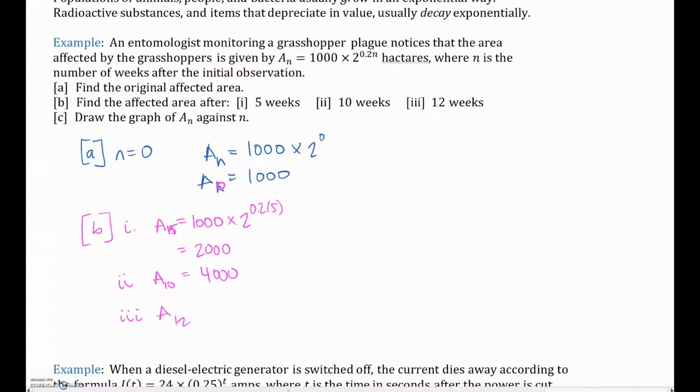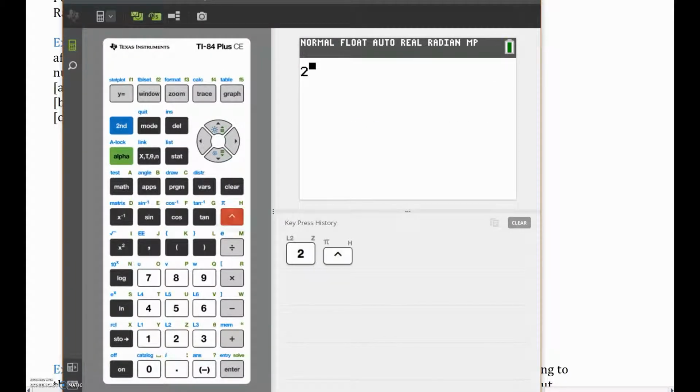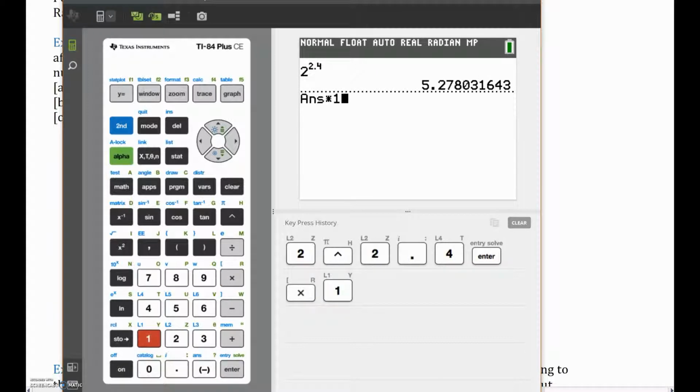Okay, a to the 12. If I want to go ahead and do it, a sub 12, I would get 1,000 times 2 to the 0.2 times 12, or 1,000 times 2, what is that, 2.4? So I might want a calculator for that. 2 to the 2.4, times 1,000.